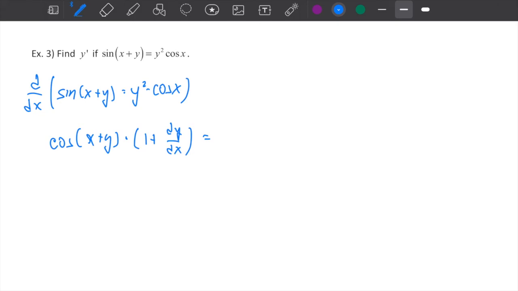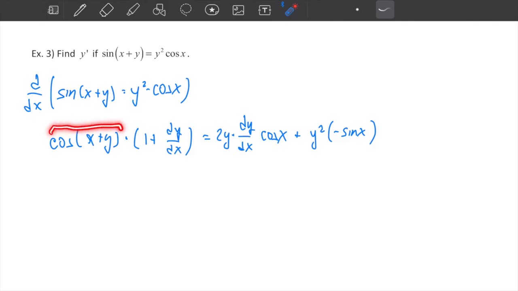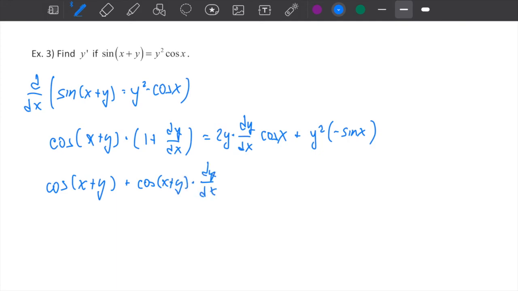So we have the derivative of y squared is 2y multiplied by dy dx times cos x. Add to that y squared multiplied by the derivative of cosine, which is negative sine x. I'm going to distribute on the left cosine of x plus y, because that's one term. I'm going to multiply by 1, multiply by dy dx. And then I'm going to neaten things up. So we've got cosine of x plus y plus cos of x plus y multiplied by dy dx equals 2y cos x times dy dx, subtract y squared sine x.